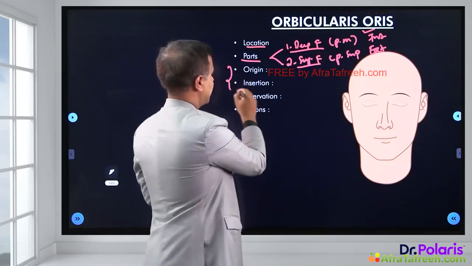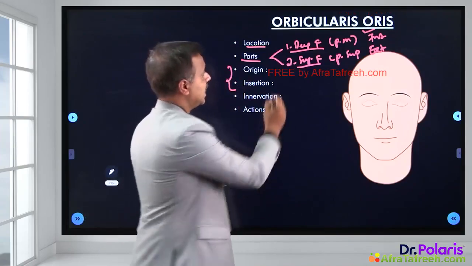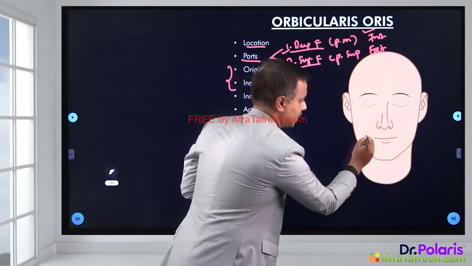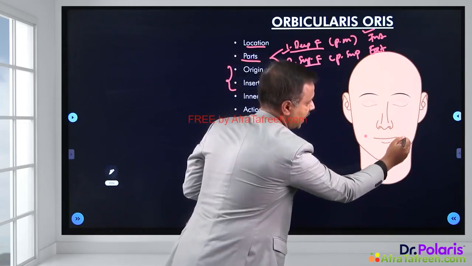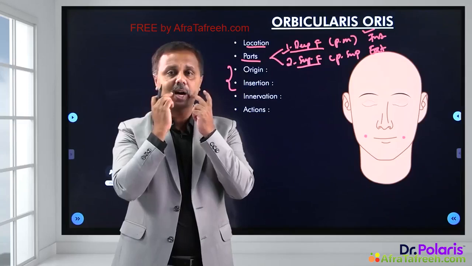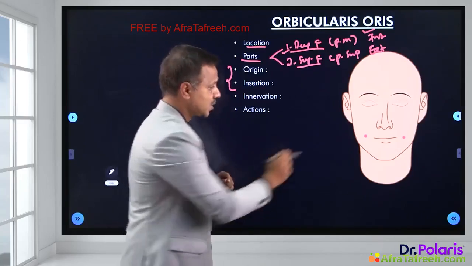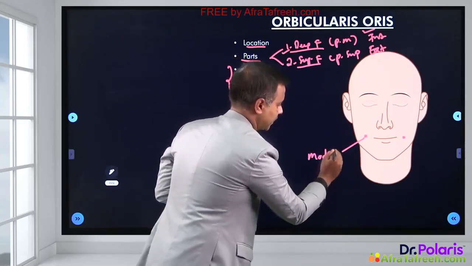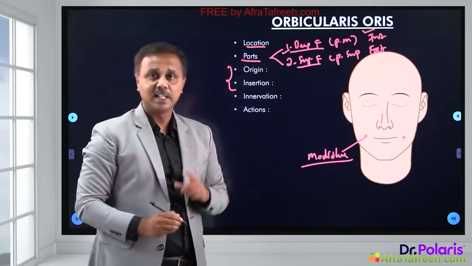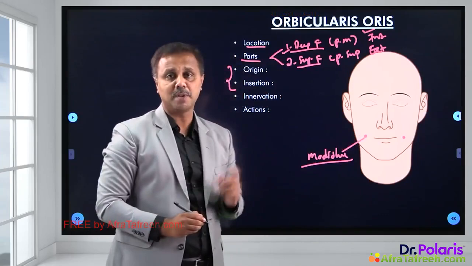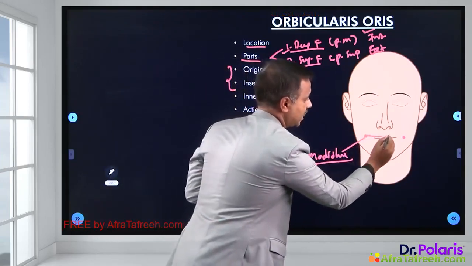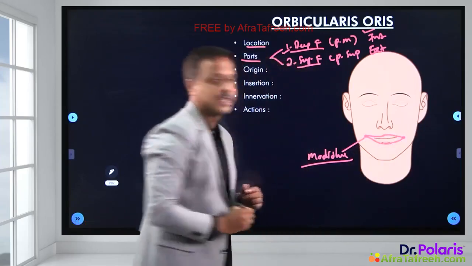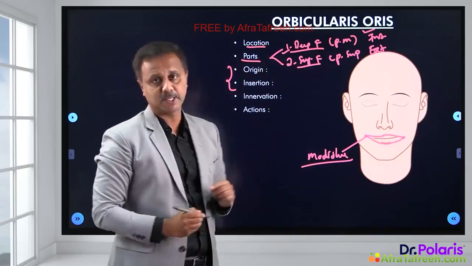What about the attachment of these fibers? Let's begin with the deep fibers. Close to the angle of the mouth. Fine. Now, what do we mean by angle of the mouth? These are the areas where the upper lip and the lower lip meet, right? So, you have a fibromuscular node called modiolus. Right? The deep fibers take their origin from the modiolus and pass over to the oral fissure. This is the arrangement of the deep fibers.